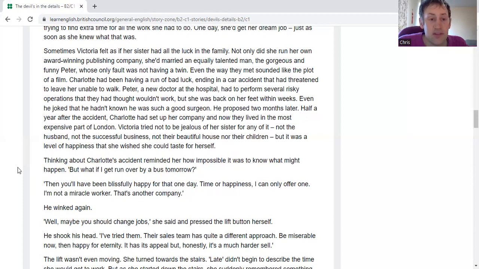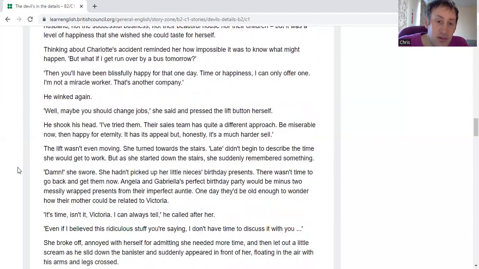Half a year after the accident, Charlotte had set up her company, and now they lived in the most expensive part of London. Victoria tried not to be jealous of her sister for any of it. Not the husband, not the successful business, not the beautiful house nor their children. But it was a level of happiness that she wished she could taste for herself. Thinking about Charlotte's accident reminded her how impossible it was to know what might happen.